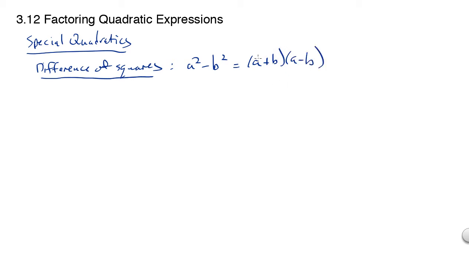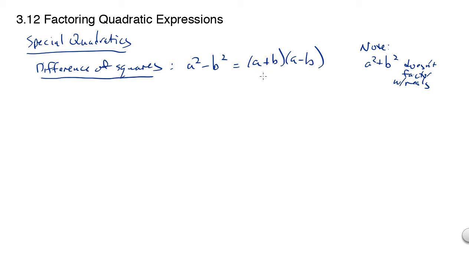In fact, multiply it back out. You get a squared, negative ab, positive ab, those cancel off, and negative b squared. So that factors. By the way, the sum of squares, a squared plus b squared, doesn't factor into real numbers. It doesn't factor with the reals, so note that. But difference of squares, it factors just fine.